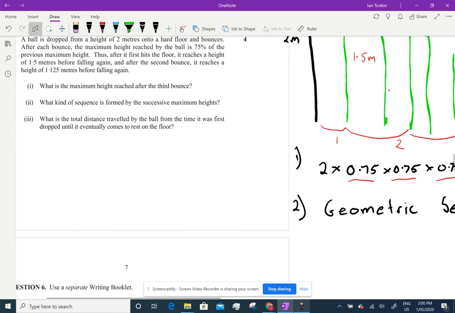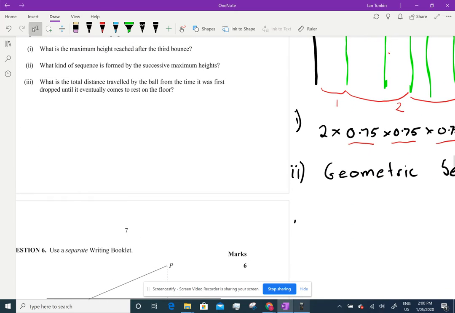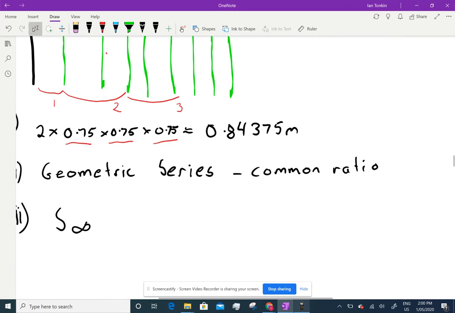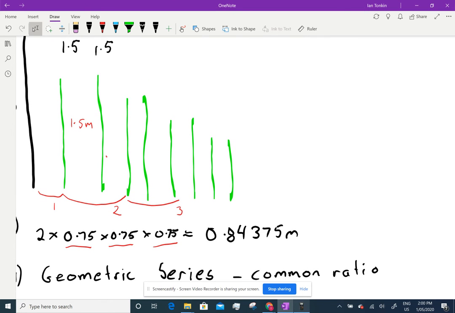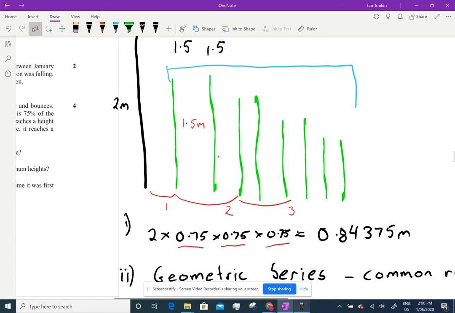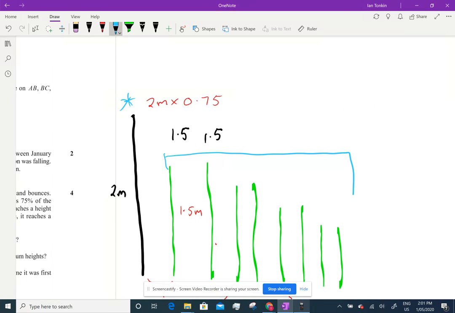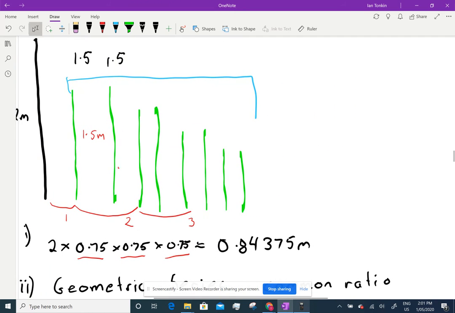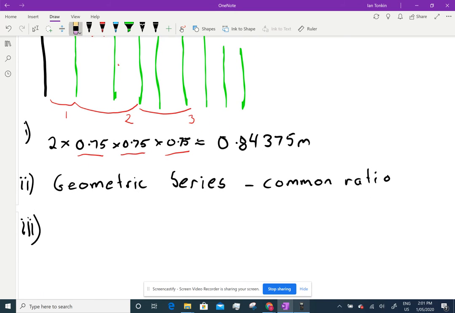Now, what is the total distance travelled by the ball until it comes to rest? So I'll call that a 2. Okay. So I have to use the sum of infinity. Now, first of all, this is going to be hard because there's 2 of everything. So this is why I colour-coded it. I'm going to use this as a series, and I'm going to keep that 2 meters separate. I'm not going to count it in my series because there's only one of them. So the total covered is going to equal 2 metres plus the series. And I want the sum of infinity.